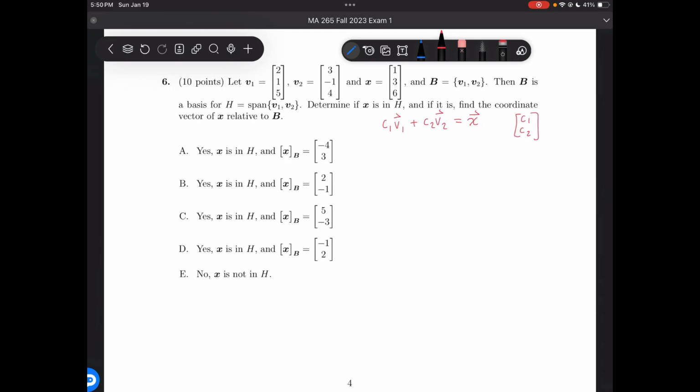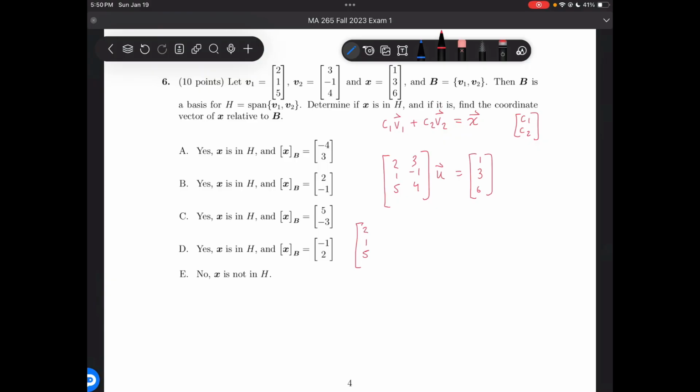Okay, so how we can do this, we consider a matrix with columns v1, v2, so 2, 1, 5, 3, negative 1, 4, and let u be the coordinate vector, and this all equals x. So the coordinate vector essentially just represents how we can represent x as a linear combination of v1 and v2. Now that we have this, all we need to do is solve for u.